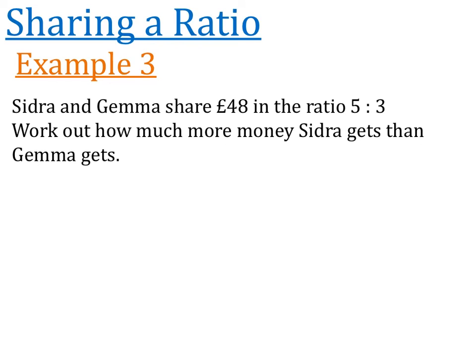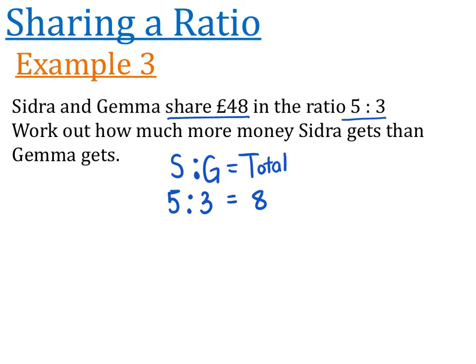Okay, so we're going to start out by sharing the 48 pounds in the ratio 5 to 3. So we've got Sidra and Gemma, and we know how much money they get in total. So Sidra gets 5 parts, Gemma gets 3, and in total that makes 8. They said that they share 48 pounds in total, so the 48 has to go underneath the 8, and then we ask ourselves, how do we get from 8 to 48? And that would be times by 6, so we need to times everything by 6. Sidra gets 30 pounds, 5 times 6 is 30, and Gemma gets 3 times 6, which is 18.